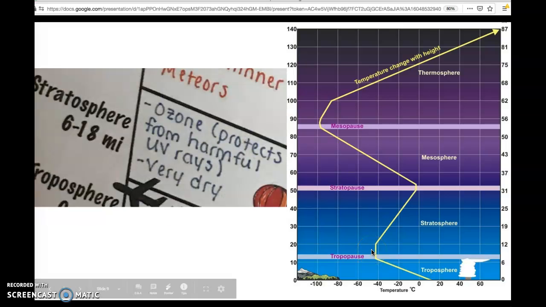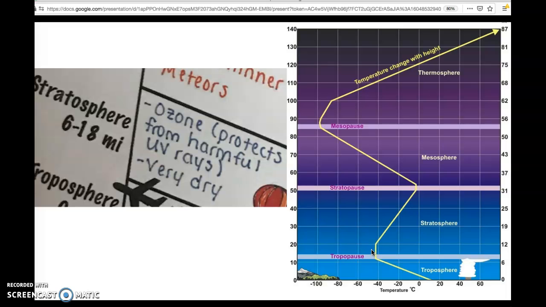Now, in contrast, when we are in the stratosphere, which is about 6 to 18 miles, that's debatable. Some sources say 31 miles, but 6 to somewhere in the 20s range miles from the Earth's surface, we have our stratosphere. This is where our ozone layer is.